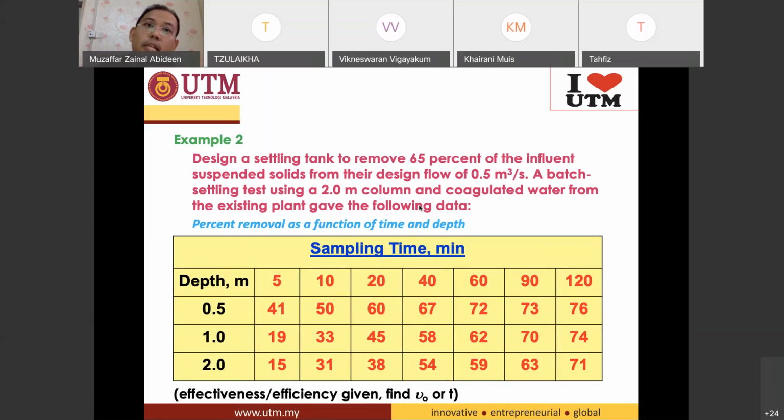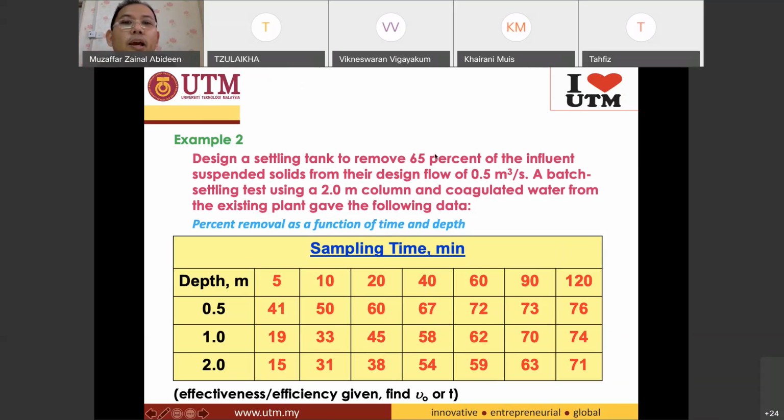So this is what you're doing. The previous example is actually to find out the effectiveness of that tank. Now it's a different situation. Your superior asks you to design a tank whereby it can remove 65% of the suspended solid. So what would be the V naught? That means what would be the T, the detention time? How long the water stays in the sedimentation tank so that it can perfectly remove 65%.